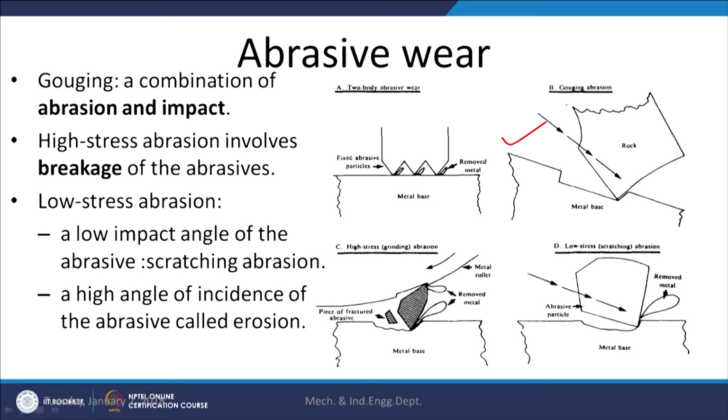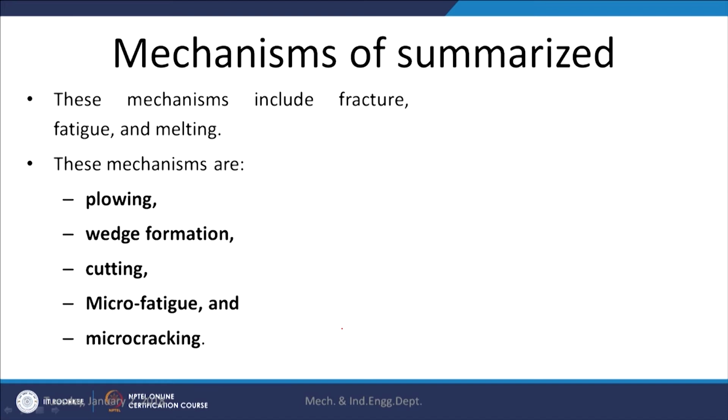combines the impact plus abrasion, high stress abrasion where particles get crushed, and low stress abrasion where particles largely retain their size and shape, but remove the material by abrasion through metal cutting or the ploughing. So, in case of the low stress abrasion, the low impact angle abrasive wear causes the scratching abrasion, while the high angle of incidence causes the erosion.